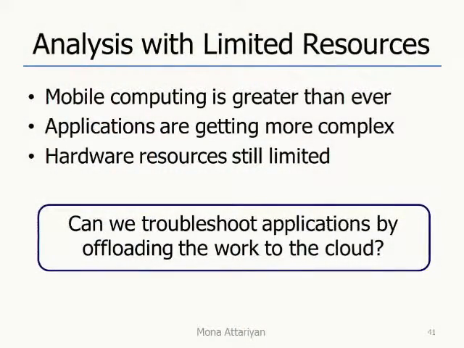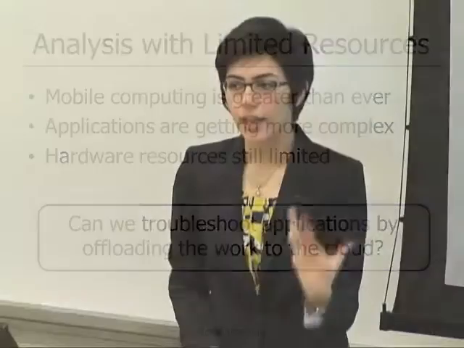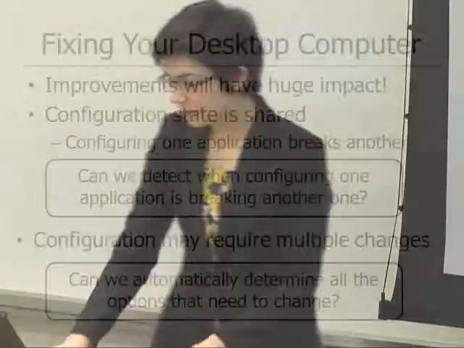I also like to look at troubleshooting for software that runs on a platform that has limited hardware. Mobile computing is greater than ever. We have smart appliances everywhere. These platforms run very complex applications, but they're still very limited in terms of computational resources and in terms of energy and battery life. So when we're designing troubleshooting solutions for these kinds of environments, we should take into consideration all these constraints. For instance, is it possible to offload some of this troubleshooting to the cloud in a secure and efficient manner so that we're not using that much of the precious resources that we have on the platform?